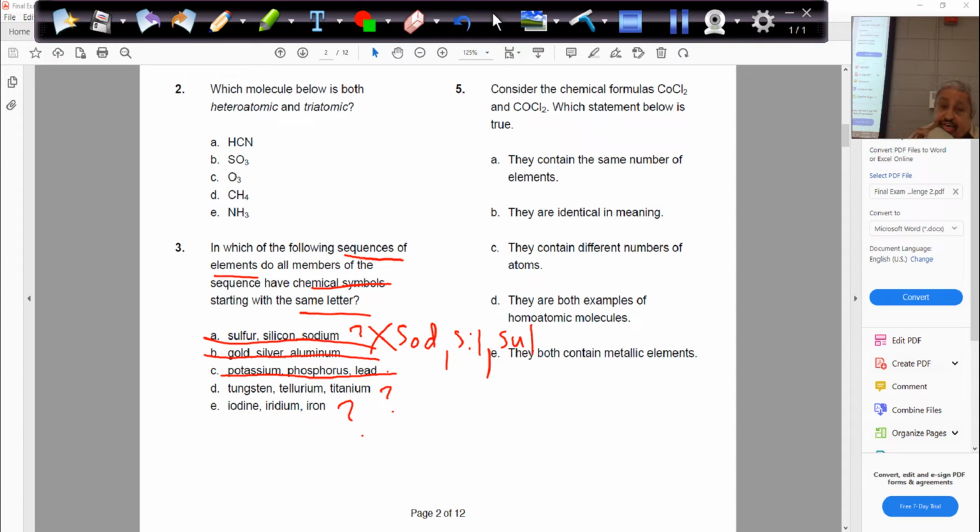So we eliminated 3. Now we have tungsten, tellurium, and titanium. Let's look at this. Where is titanium? Titanium is in 4B, correct? If you look at this, this is transition elements. And where is tellurium and where is tungsten? Tungsten is all the way in the heavy metals. Where is tungsten? Somebody will tell me where tungsten is.